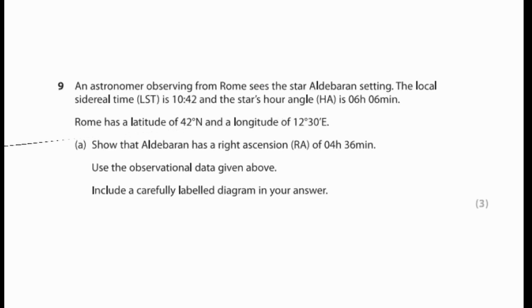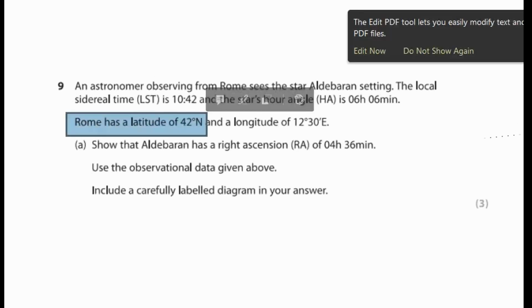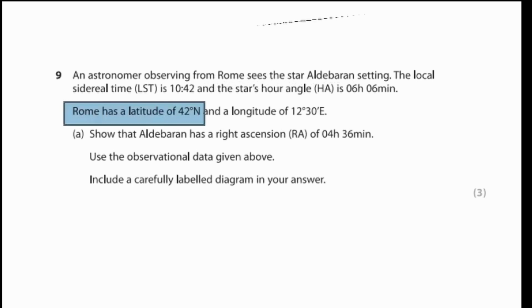So the observational data is from part A of the question, and it basically just tells you where the astronomer is. We're not going to go through part A right now. That would be the subject of a different video. We are simply going to concentrate on converting between declination and altitude and back again. The only piece of information we need from this part of the question is that Rome has a latitude of 42 degrees north.